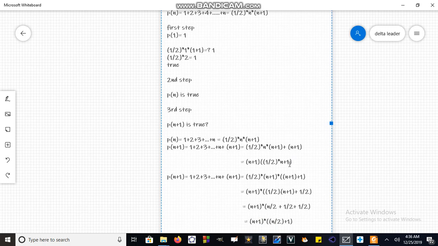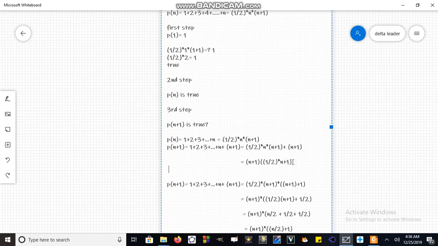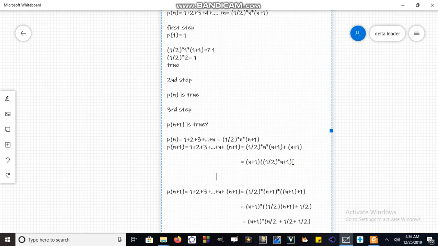And then let us observe what we have here. We have exactly the same thing. This can be written as n plus 1 times, because this is half times n, so it's the same thing as n divided by 2, and then plus 1.